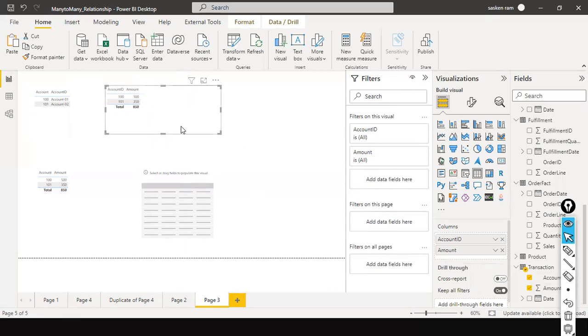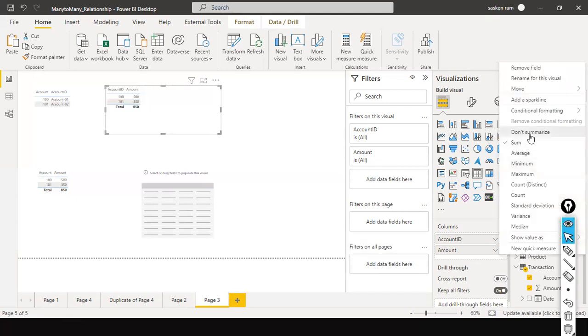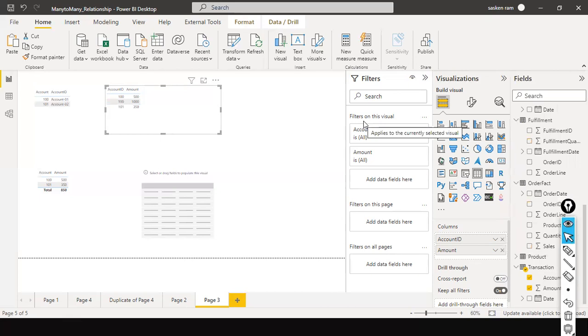So this data came from where? Transaction table. In the transaction table, account ID 100, we have 500 balance. What I will do is, I will just go and not summarize. Yes. If you see here, in account ID 100, 1000 was credited and 500 was debited.